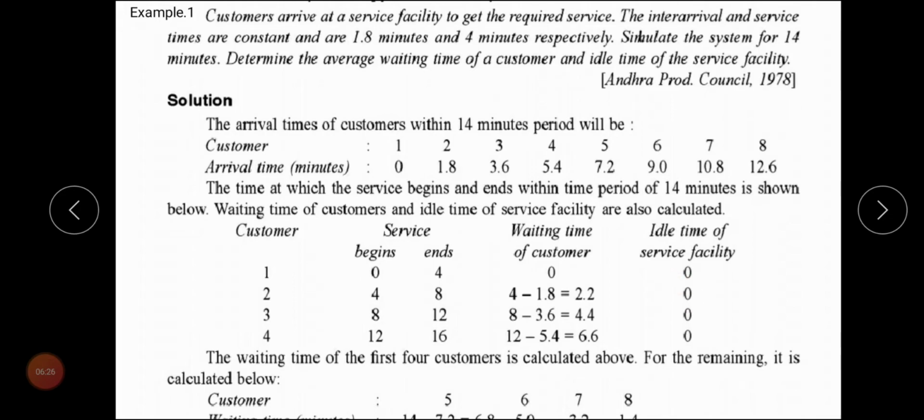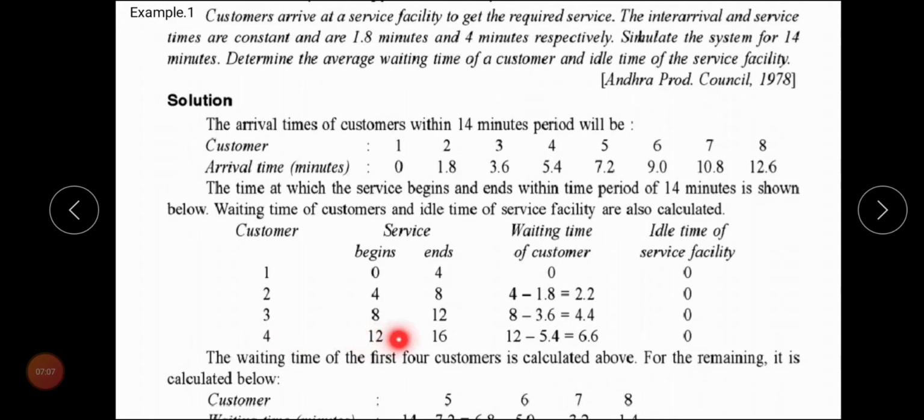Similarly, for the third customer, the arrival time is 3.6. His service begins after customer 2, so it begins at 8 and ends at 12. The waiting time for customer 3 is the service beginning at 8 minus the arrival time 3.6, that is 4.4 minutes. And idle time for the service facility is 0.